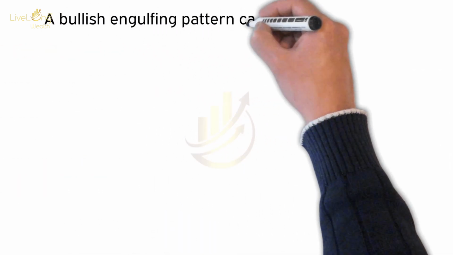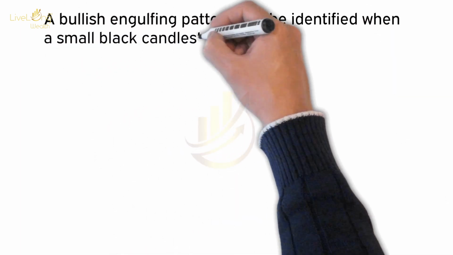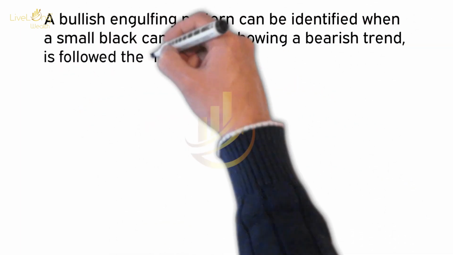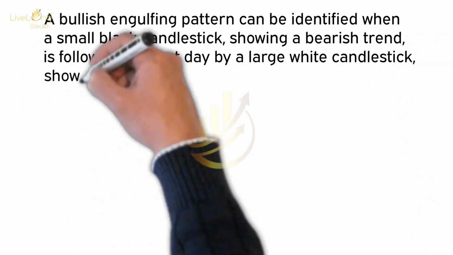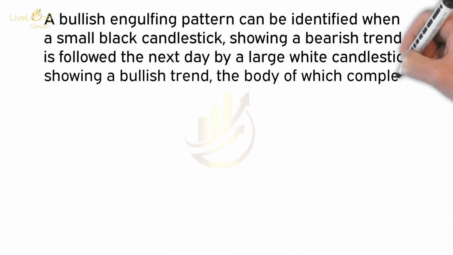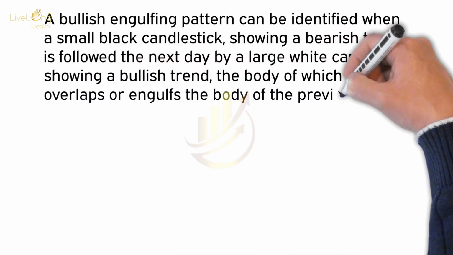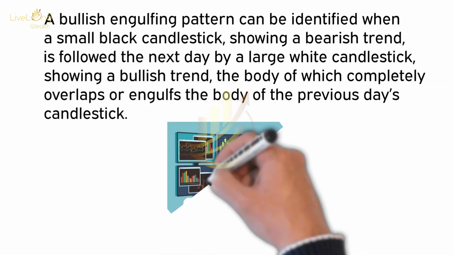A bullish engulfing pattern can be identified when a small black candlestick, showing a bearish trend, is followed the next day by a large white candlestick, showing a bullish trend, the body of which completely overlaps or engulfs the body of the previous day's candlestick.